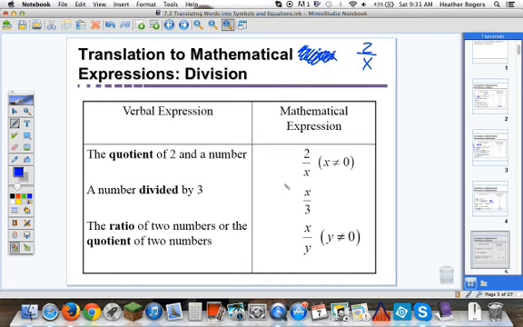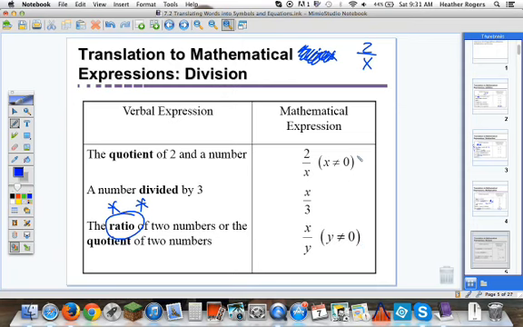A number divided by 3, x divided by 3. And then the ratio, you're going to see this in your homework, the ratio of two numbers or the quotient of two numbers. Pay attention to this term ratio. Write it as a ratio, x over y. Okay, ratio of two numbers.